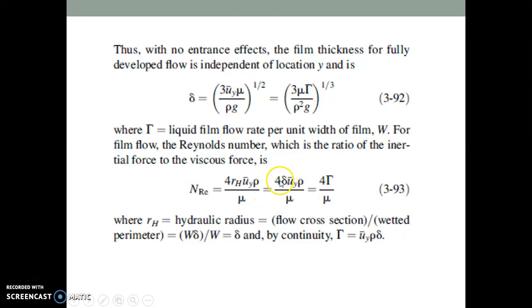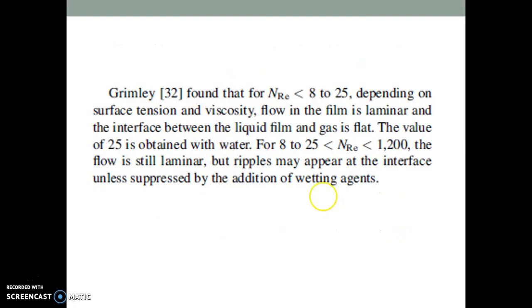And then we know that tau is u_y rho delta. So then we can reduce this equation. u_y rho delta will be tau, so that's why the Reynolds number will be reduced to 4 tau over mu, which refers to equation 3.93.